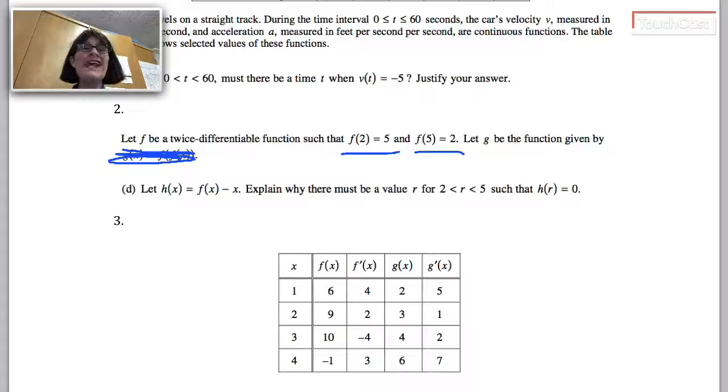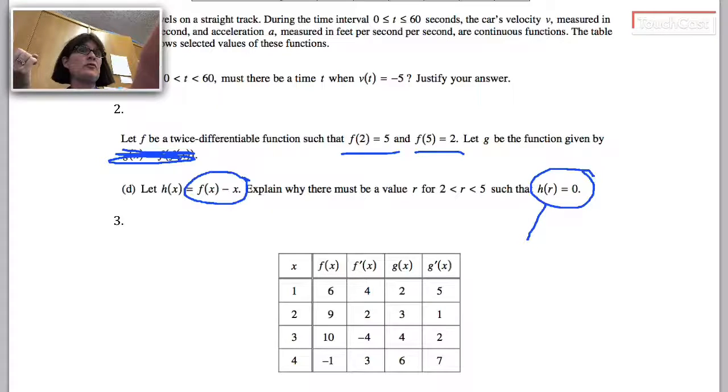I have a new function h, which is based on f. And so this explains why there must be a value r such that h of r equals 0. So what am I going to need in order to prove the existence of this output value on the h function? Well, if I'm going to use the intermediate value theorem, I need to know that h, because even though this starts off looking like it's a question about f, this is a question about the function h. So I need to know that h is continuous.